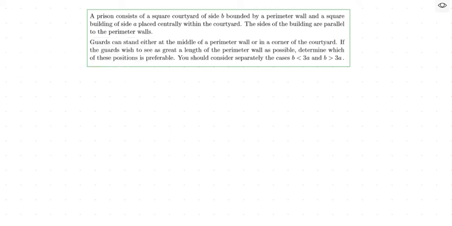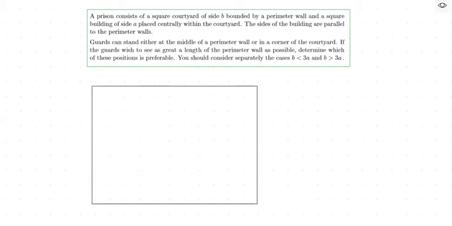Okay, in this question we are given a square courtyard of size B. Let me start drawing this. It is bounded by a perimeter wall and a square building of side A, placed centrally within the courtyard. So something like this.